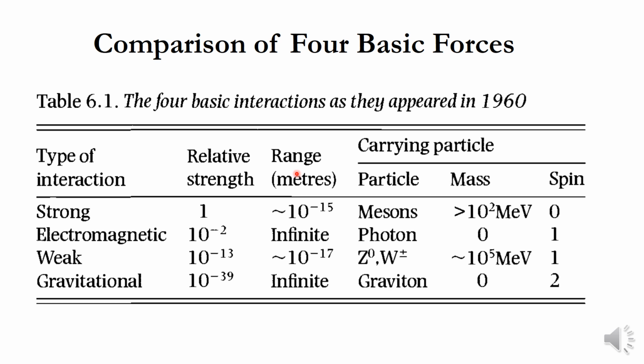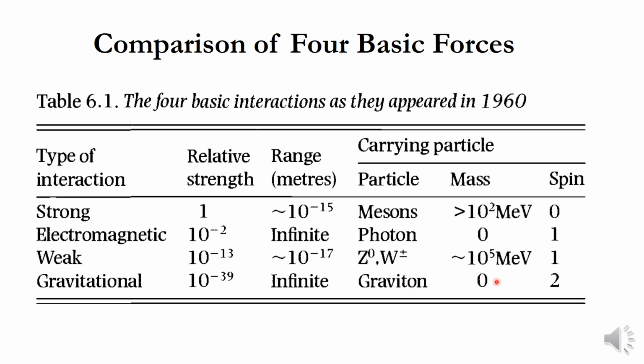In terms of range, the strong force has a range of the order of 10 raised to minus 15 meter, but the electromagnetic force has infinite range and the gravitational force has infinite range, but the weak force has a range of the order of 10 raised to minus 17 meter. We know the reason for this range. The mesons are the carriers of the strong force. Photons are the carriers of the electromagnetic force, weakons are the carriers of the weak force, and the graviton is the carrier of the gravitational force.